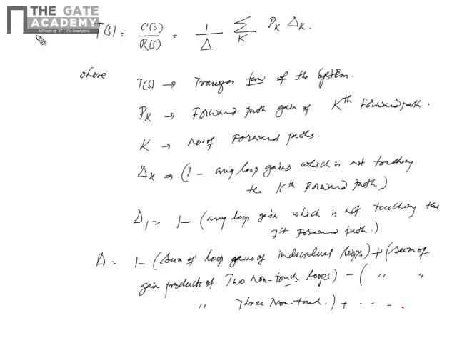Now we will solve some of the problems based on this technique. Now we will see some problems. Yes, first problem, find Cs by Rs using Mason's gain formula.